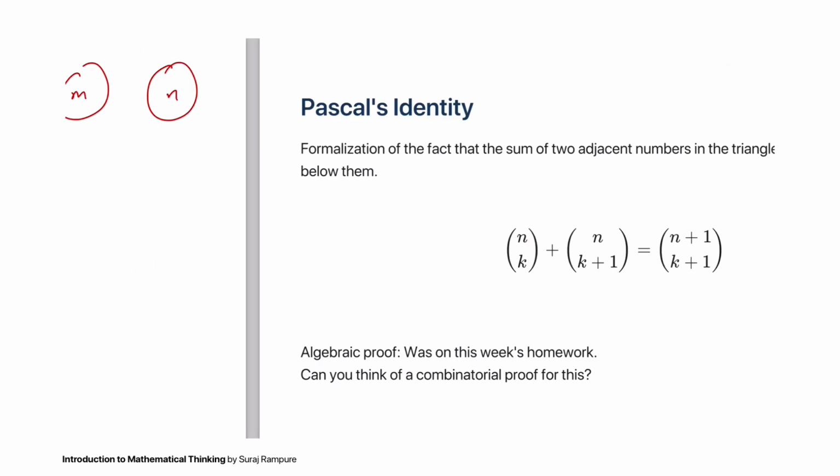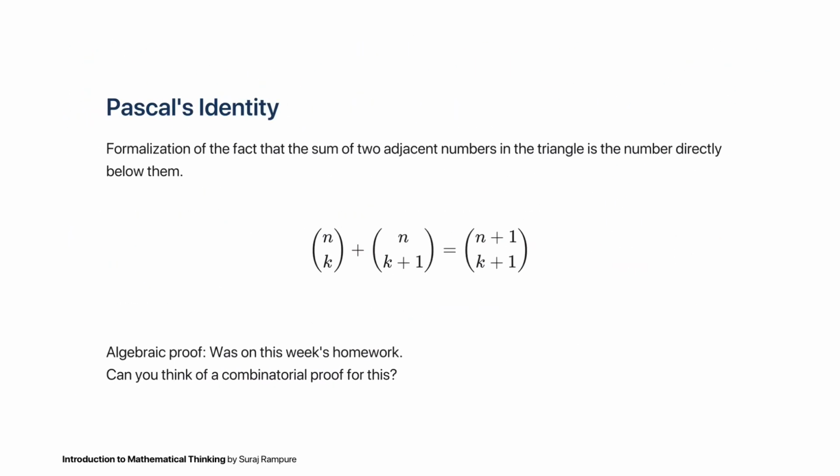Okay? So our rule is that n choose k plus n choose k plus 1 is equal to n plus 1 choose k plus 1. So I'll give you a couple minutes to discuss amongst yourselves. Try and come up with a combinatorial proof for this. Okay? I believe the algebraic proof for this was in this week's homework, right? Okay? So try and think of a combinatorial proof for this.